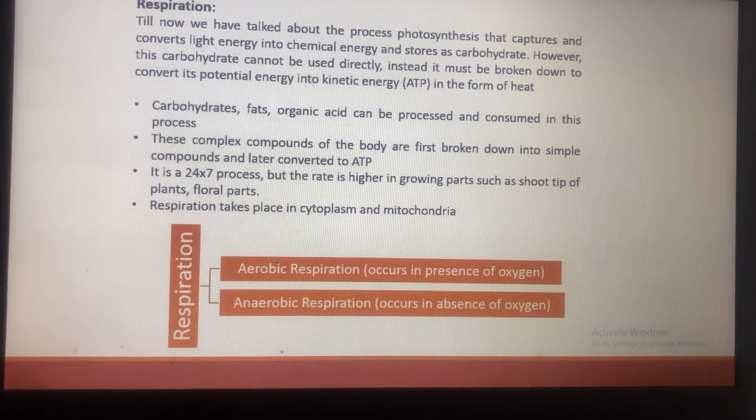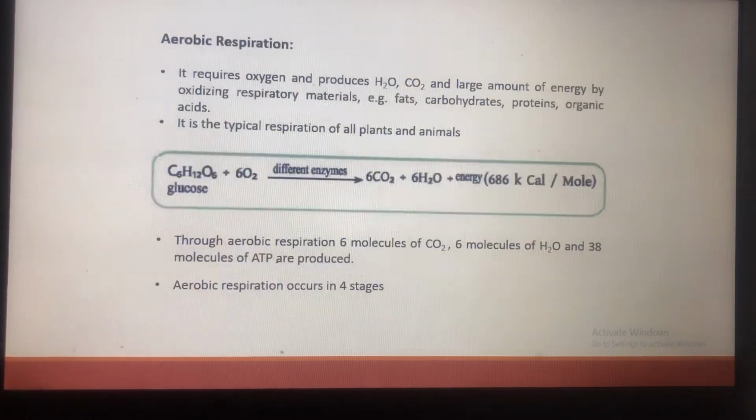Types of respiration. Respiration can be of two types. First is aerobic respiration, which occurs in the presence of air, that means in the presence of oxygen, and the second one is anaerobic respiration, which occurs in the absence of oxygen. Aerobic respiration requires oxygen and produces water, carbon dioxide, and a large amount of energy by oxidizing respiratory materials. That means the food materials.